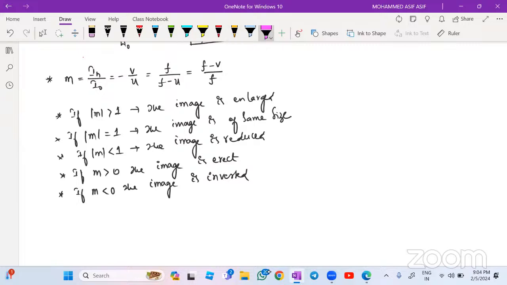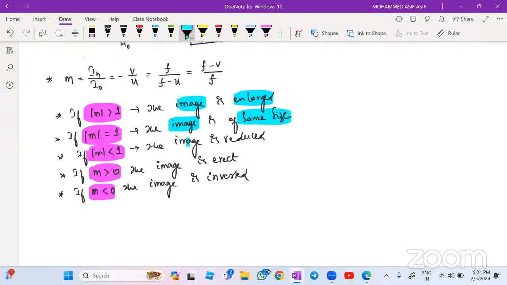I'm talking about this one. Magnification greater than 1, what happens? Magnification equal to 1, what happens? Magnification lesser than 1, what happens? In the first case, the image is enlarged. In this case, the image is of the same size. In this case, the image is reduced. In this case, the image is erect. And if it is lesser than 0, the image is inverted.